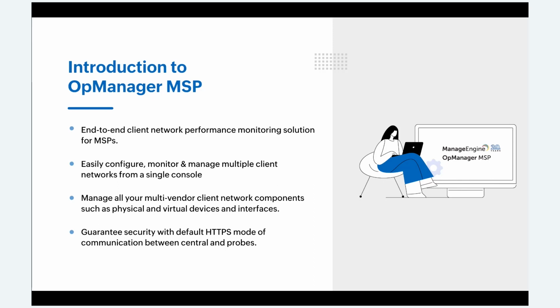The default HTTPS mode of communication between Central and your probes ensures security. You can perform various multi-client requests, like changing the polling interval or updating the thresholds for monitoring in bulk. You can use OpManager MSP to monitor a wide variety of client network devices such as VMwares, Xen servers, Nutanix devices, storage devices, etc. You can also deploy client-specific views in addition to the global view and ensure that you have in-depth visibility into your multi-client infrastructure.